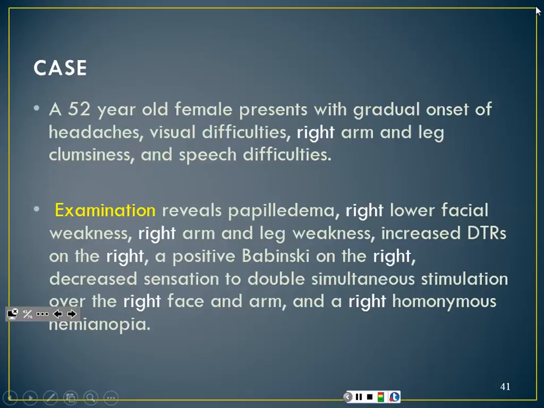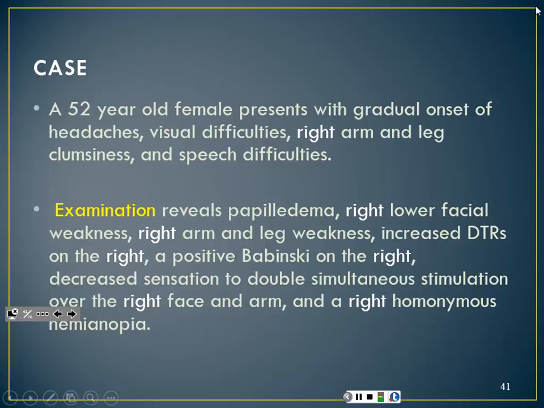Okay, a 52-year-old female presents with gradual onset of headaches, visual difficulties, right arm and leg clumsiness, and speech difficulties. Examination revealed papilledema, right lower facial weakness, right arm and leg weakness, increased DTRs, positive Babinski on the right, decreased sensation on double simultaneous stimulation of the right face and arm, and a right homonymous hemianopia.